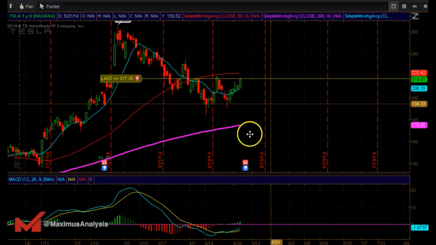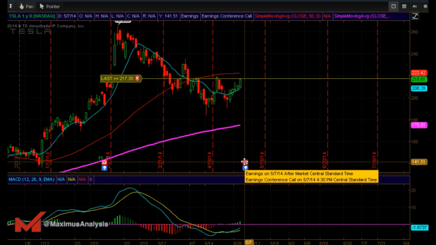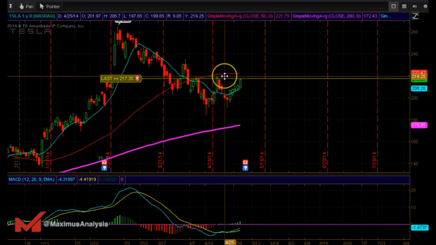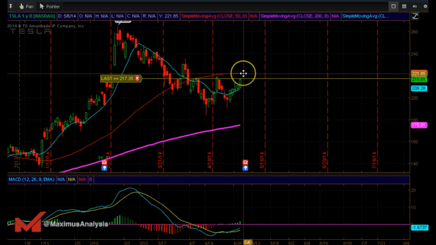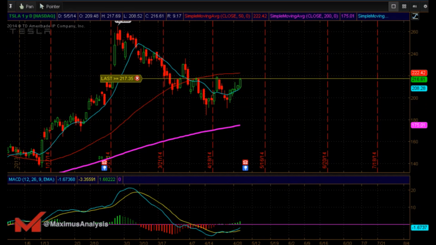We got Tesla, we got earnings after hours on Wednesday. So I want to see if we can get above these levels. It is above the 10 and test this 50-day. Okay, we have bullish MACD working in our favor for that one.